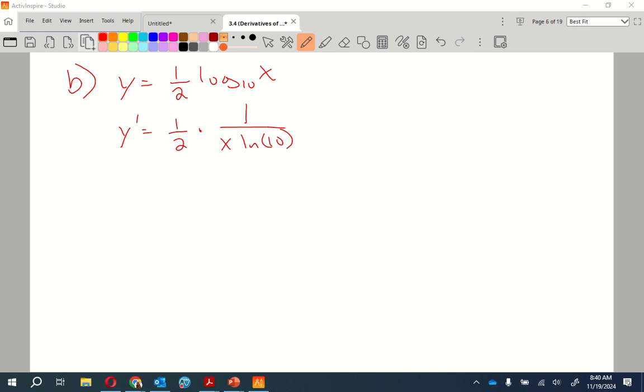Little rules about the logs and ln's. If you did not remember it off the top of your head, make sure you write it down, underline it, so you're going to have to come back to it later.